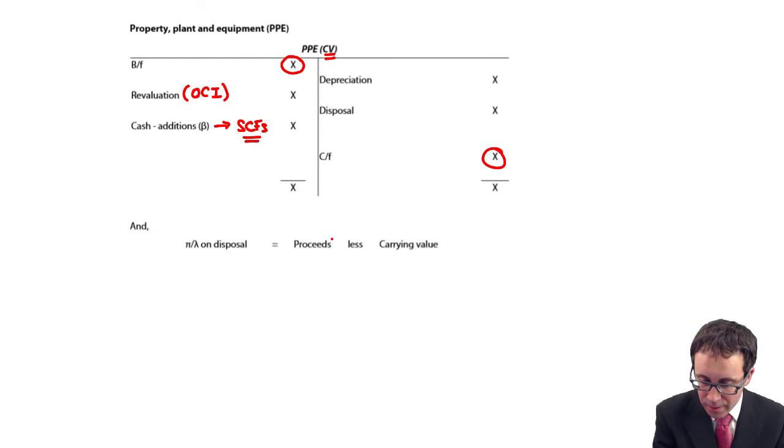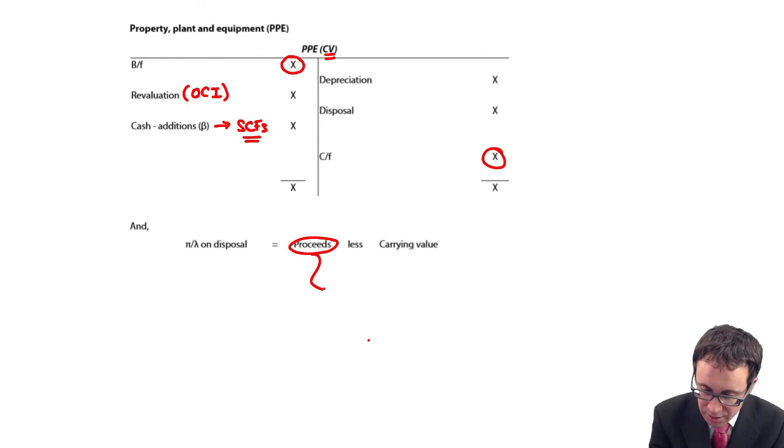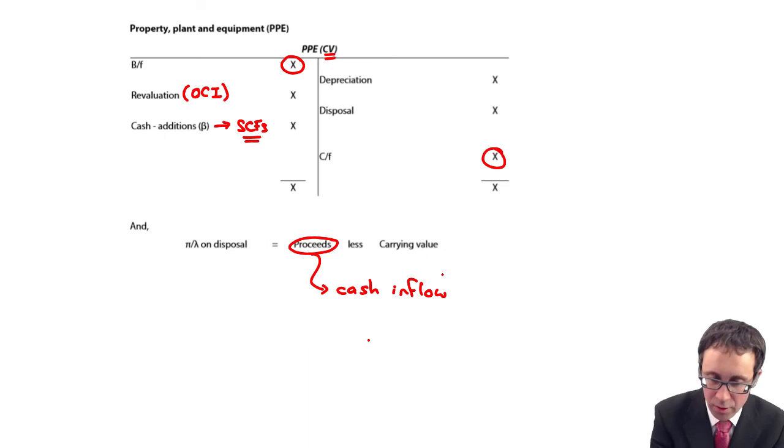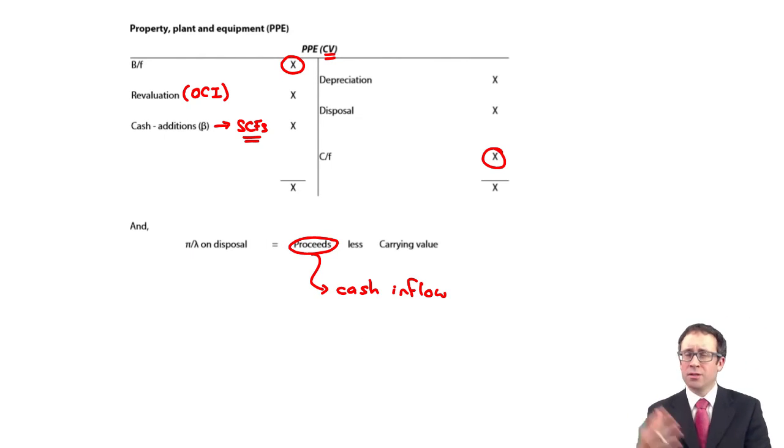What about the proceeds from sale? Well, it's using that formula there, isn't it? Your profit or loss on disposal is equal to your proceeds less carrying value. You'll be given 2 of the 3. If it's not the proceeds that you're given, you will need to work that out. And those proceeds there will be your cash inflow. If you are given the proceeds, put them straight in the cash flow statement.